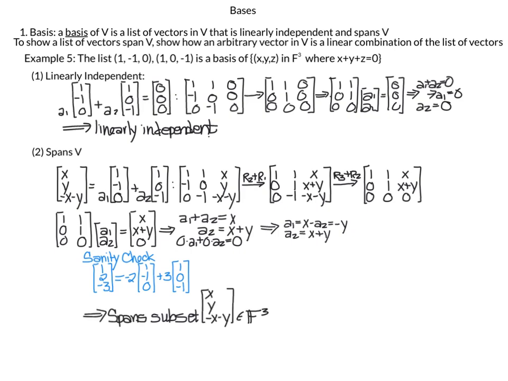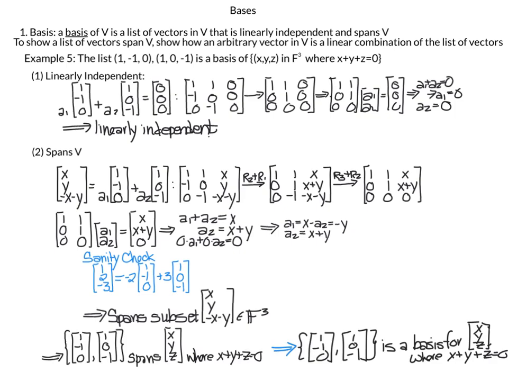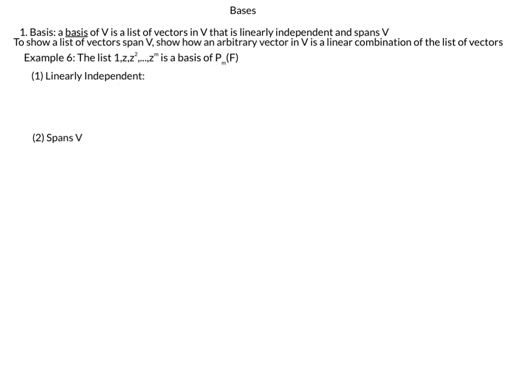And so what we've said, even though we already knew that over here without the sanity check, is that the two vectors span the subset of vectors that look like x, y, minus x minus y. And since the two vectors 1, minus 1, 0 and 1, 0, minus 1 span our space for x, y, z, where x plus y plus z equals 0, these two vectors are a basis.